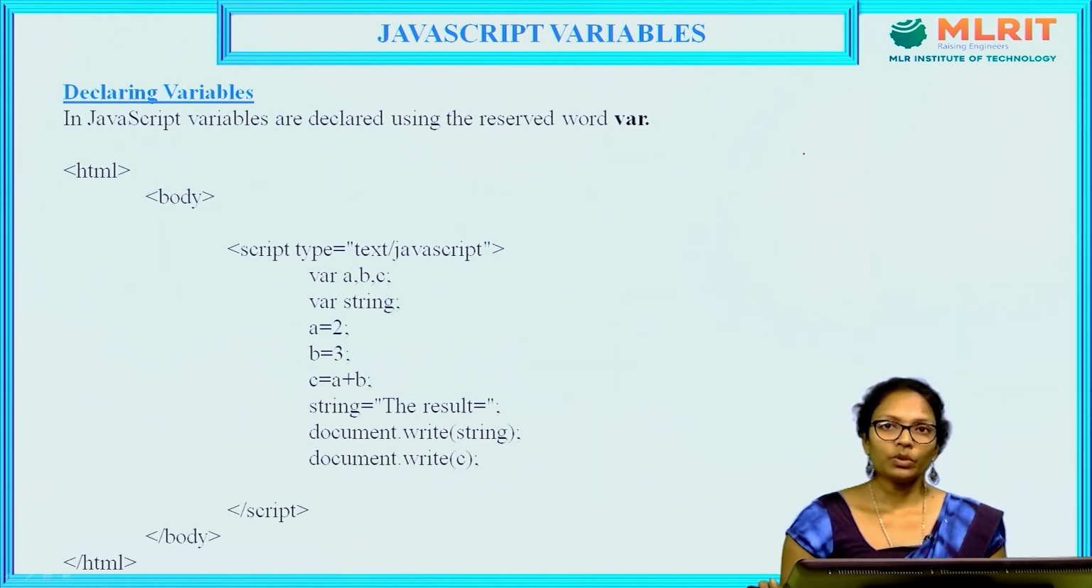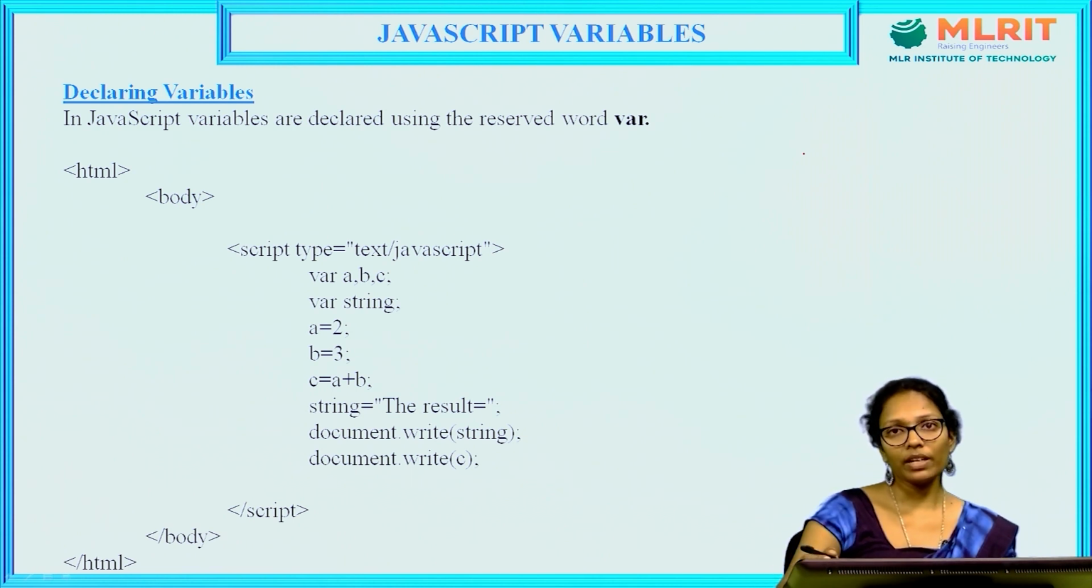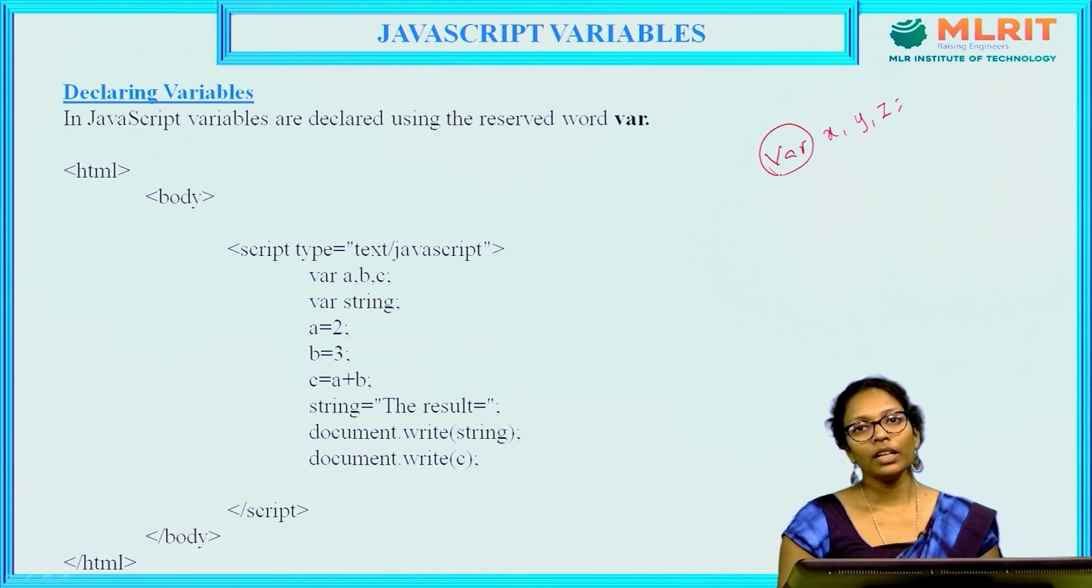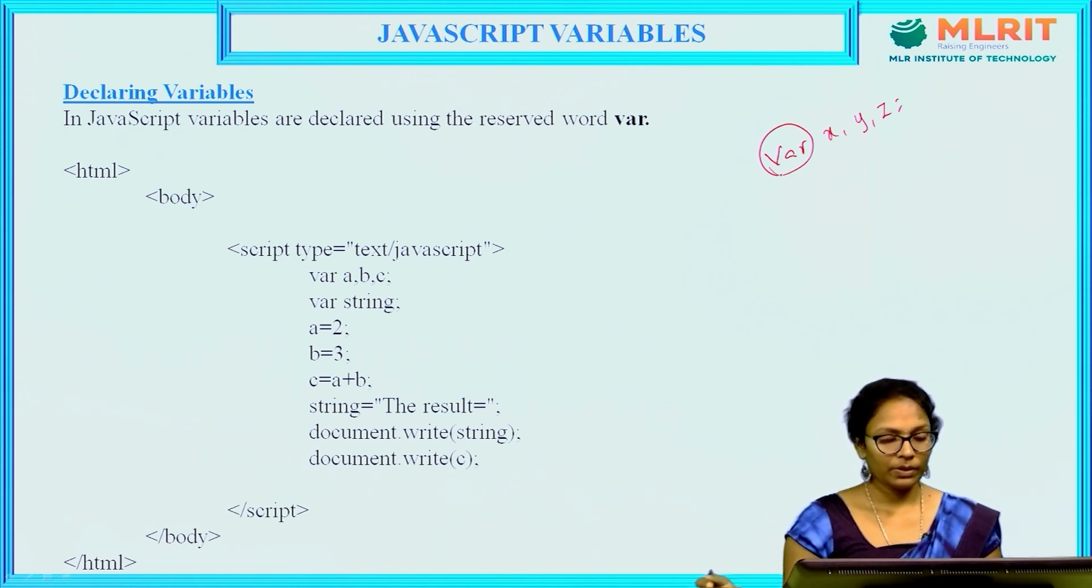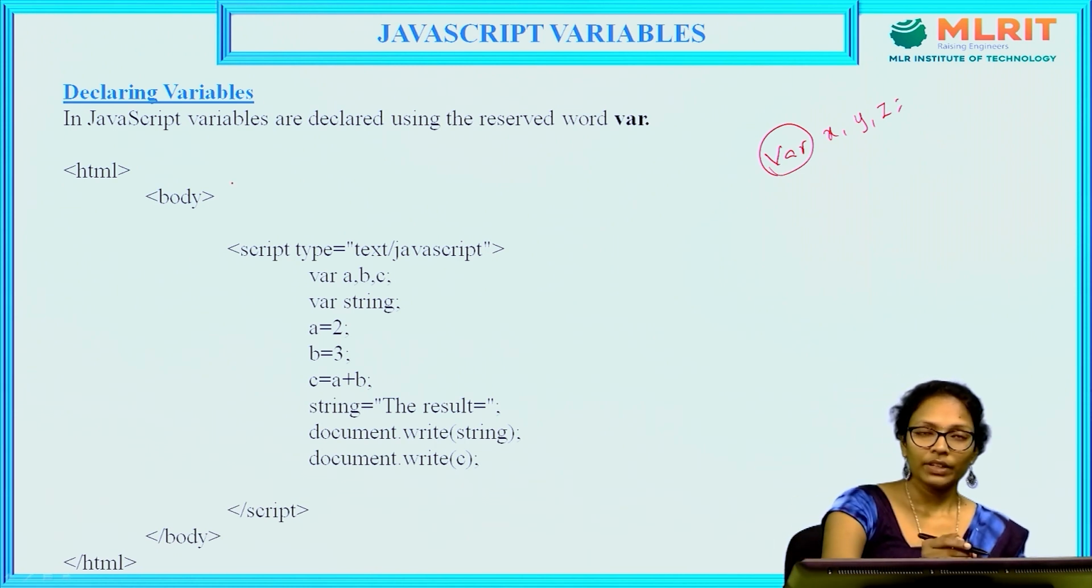So how to declare the variables? Just now we have seen how to declare the variables using a keyword called var. So var x, y, z. Using this var keyword you can declare any variable in JavaScript. So here we are writing a program.